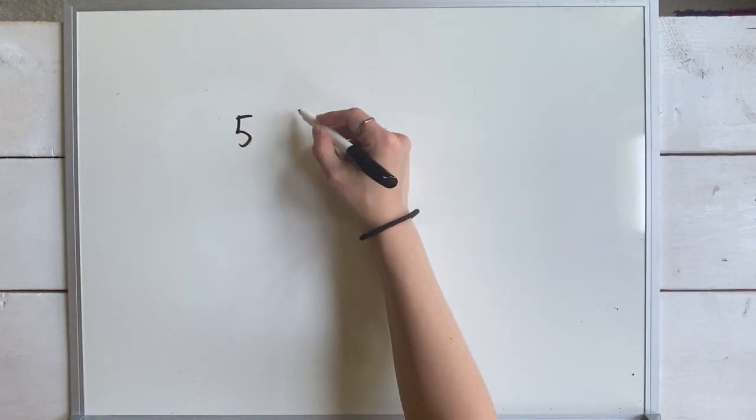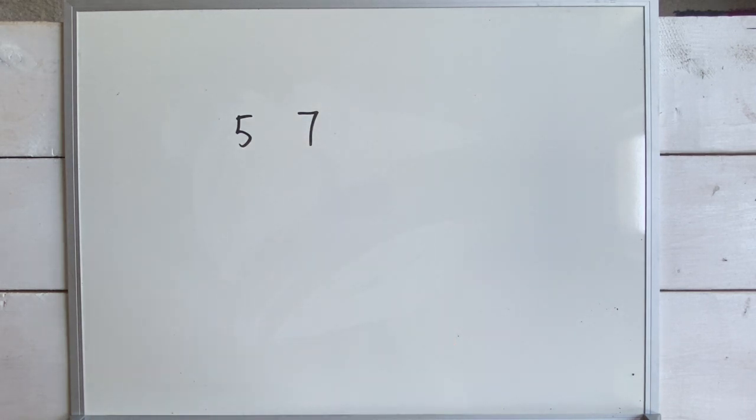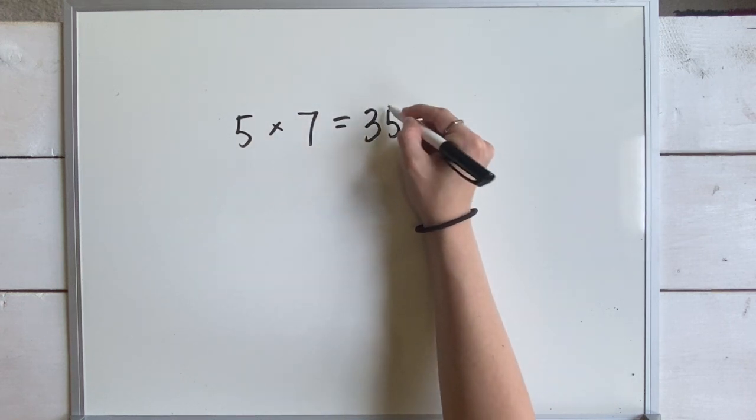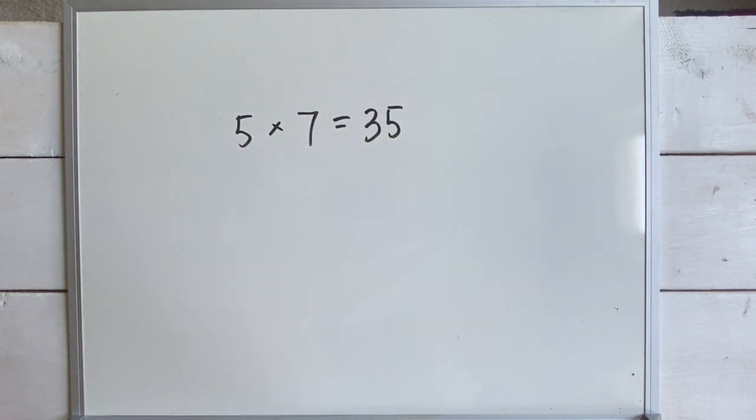For example, if we have 5 and 7, the least common multiple is just 5 times 7, 35. But what happens if the two numbers are composite numbers? Can we be sure that multiplying the two numbers together will get us the smallest possible multiple?